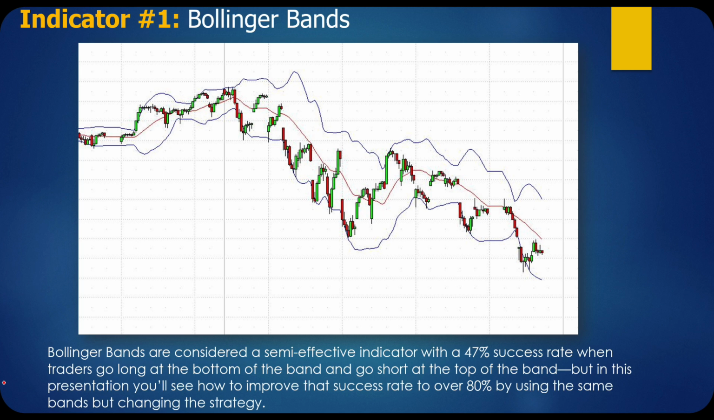Now, Bollinger Bands are considered a semi-effective indicator with a 47% success rate when traders go long at the bottom of the band and go short at the top of the band. And you can see why. If the stock hits the bottom of the Bollinger Band right here, and you think, oh, this thing could reverse, well, you can see that it can travel along the actual Bollinger Band for quite a ways before it suddenly decides to take off.